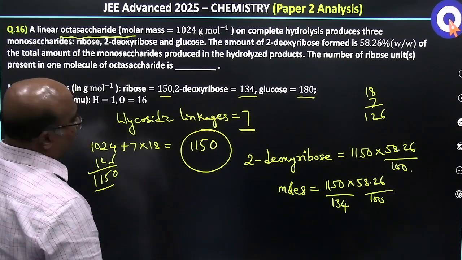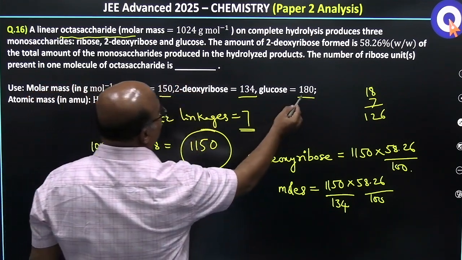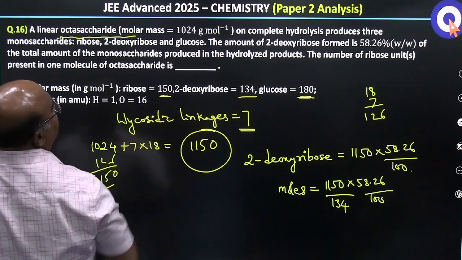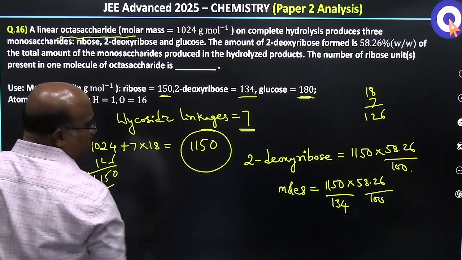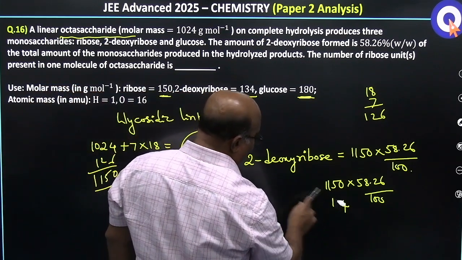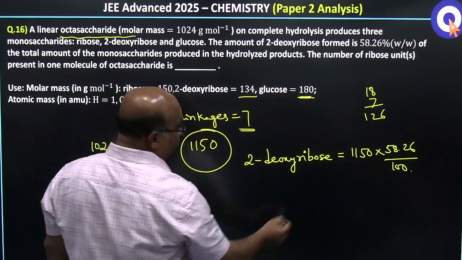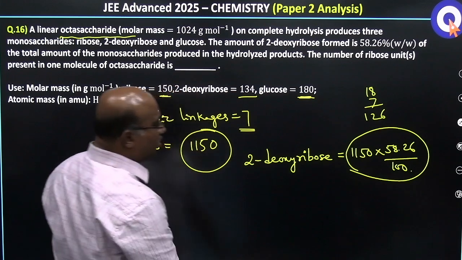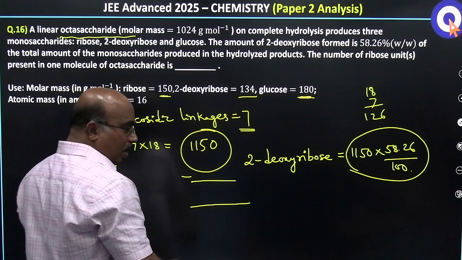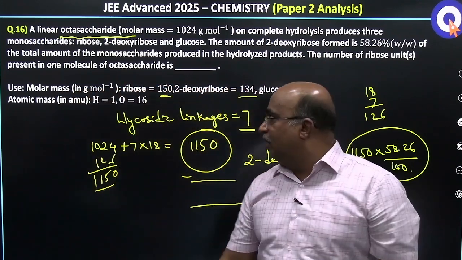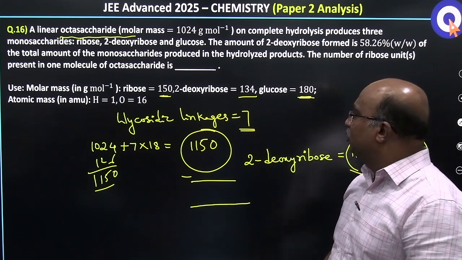So what is your mass totally? If you count it, you can see the total glucose units and ribose units. The question asks for the number of ribose units only, which is what we require. Total mass is this, otherwise you can just subtract this mass, because we don't require the 2-deoxyribose moles, only the number of ribose units. So the total mass of the 2-deoxyribose is there. Subtract that from this mass. The left out mass has to be glucose units as well as ribose units.